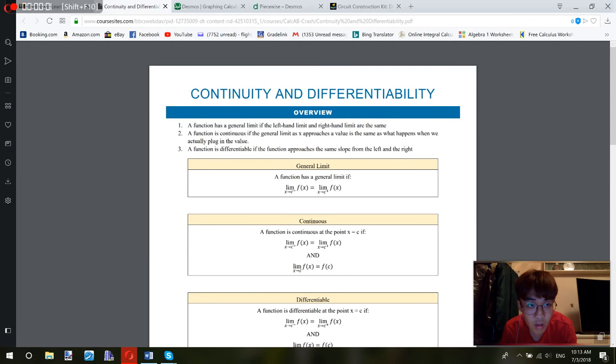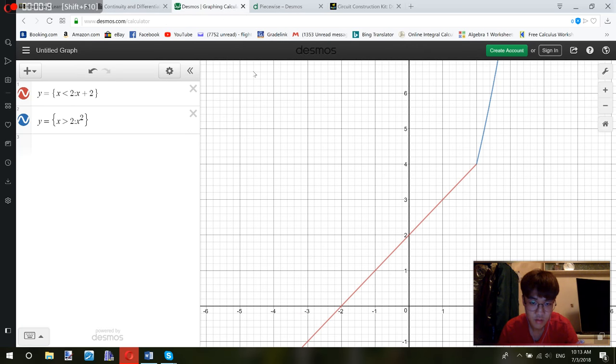So what I was asking you guys to do was to identify whether something had a general limit, whether it was continuous, and whether it was differentiable. So a function has a general limit as long as our limit from the left is the same as the limit from the right. So that means something like this.